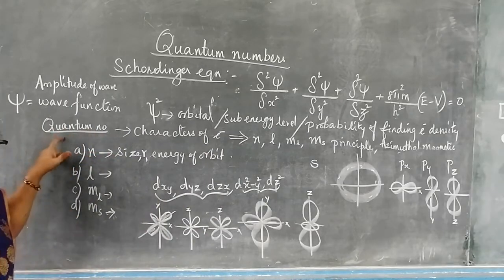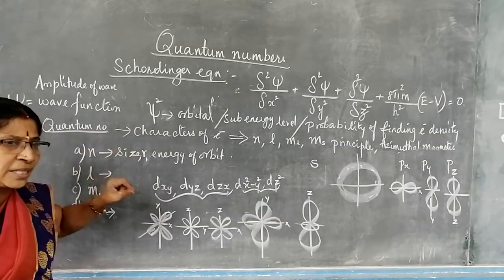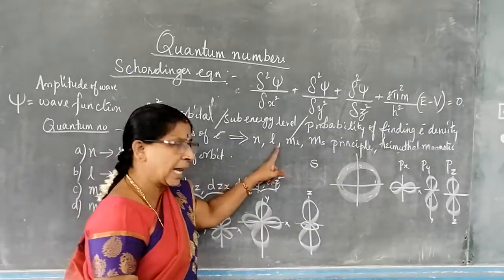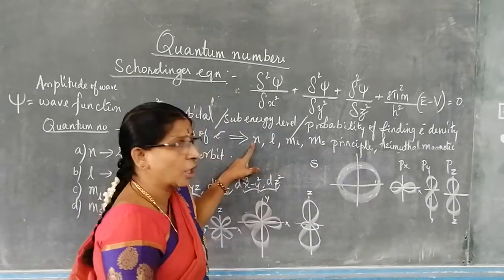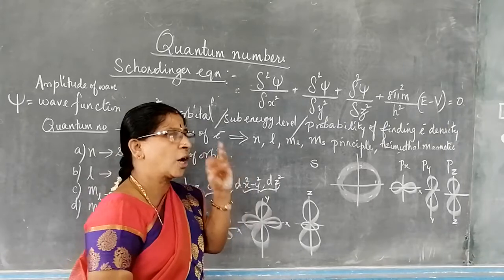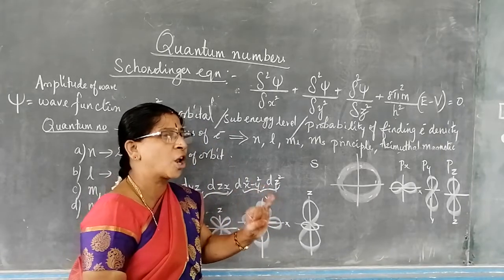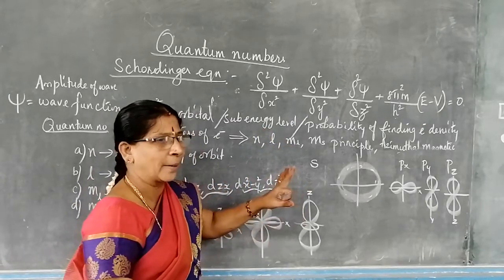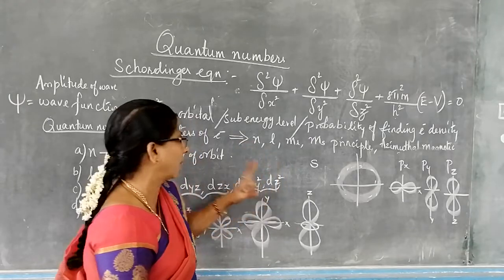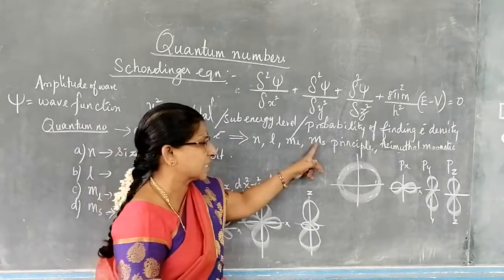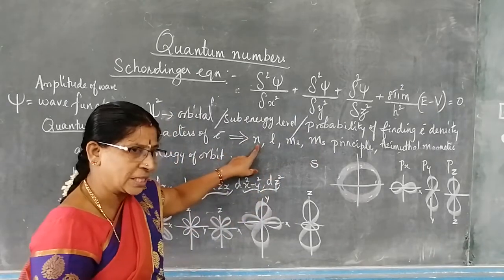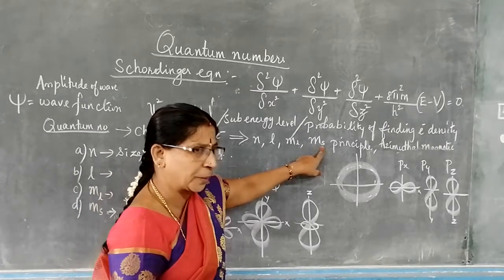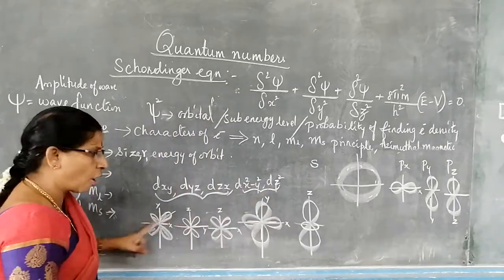Now we are going to see quantum numbers. These are a set of 4 numbers which tell about the characters of an electron, which are n, l, ml, ms. n is called the principal quantum number. l is called the azimuthal quantum number, or the subsidiary quantum number. The third one is the magnetic quantum number, otherwise called the orientation quantum number. The last one, ms, is the spin quantum number. Hope all of you are able to draw all the orbitals.